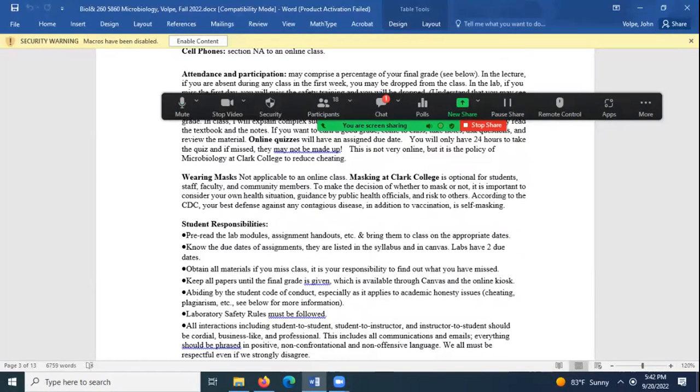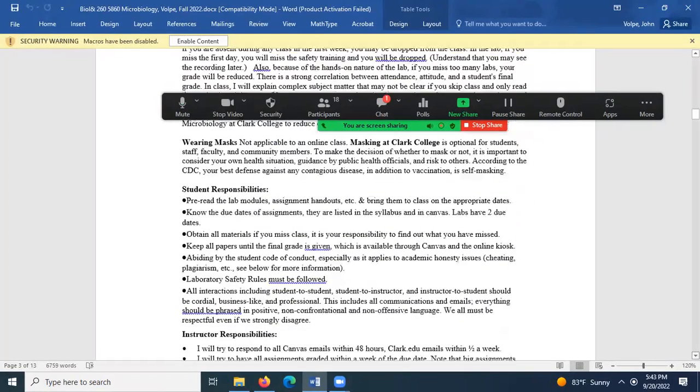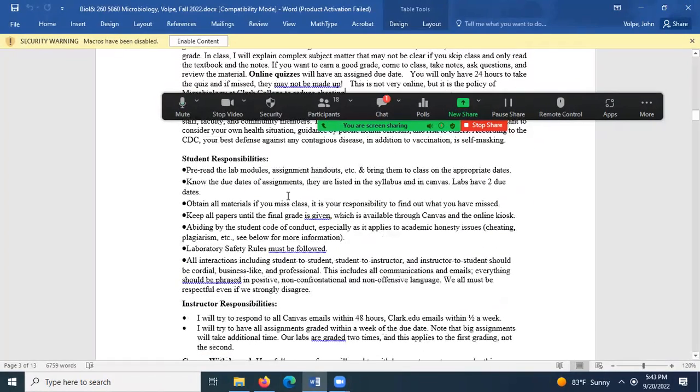I'll let you read about wearing masks and student responsibilities. I'll talk about that a little bit. You should pre-read the lab modules, although that's not required because the lab's online. You should have them handy when you're doing the lab. Either have your computer or notebook or lab book with you while you're doing the lab, and have on one screen the lab module and on another screen the worksheet. First you read through the lab module, and then you answer the questions in the worksheet and turn in the worksheet.